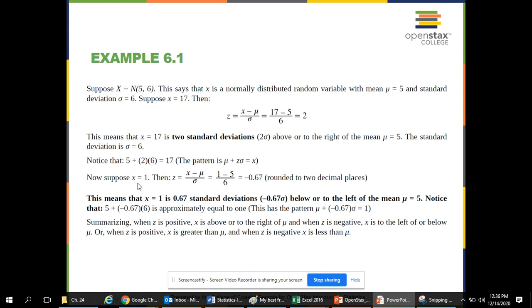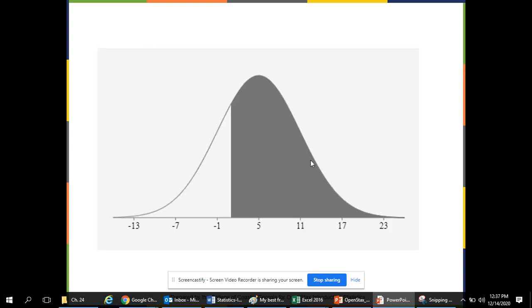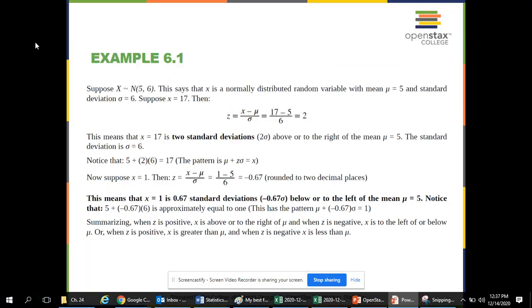Let's try another one. How about x equals 1? Well, I think I have a picture of this. Yeah, here's 17. So here's 5 right down the middle, standard deviation of 6, and then here's 17. The next one's going to ask us about 1. We're going to find the z-score of where 1 would be. So take note, 1 is less than the average of 5. So this should be a negative z-score.